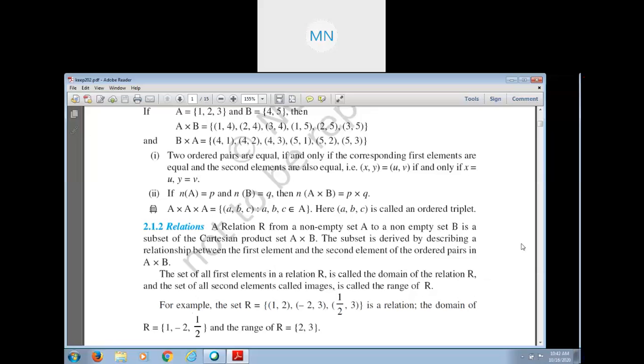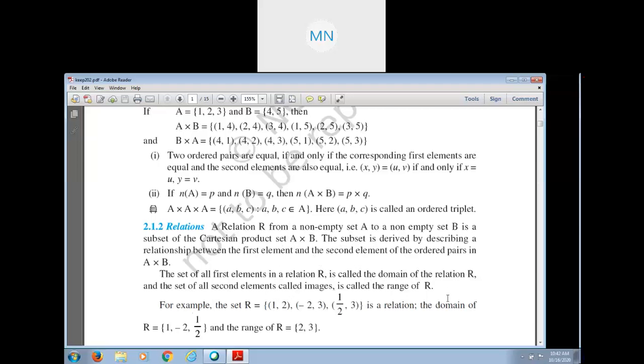Here, R equals this. The first elements of these ordered pairs are 1, minus 2 and half. So the domain is 1, minus 2 and half, and the range is 2, 3 and 2, 3. The second set is called the codomain. Suppose R is a relation from A to B, then B is called the codomain, and the domain means those elements which are related with B. The elements of B are called the image, and the elements of A are called the pre-image.